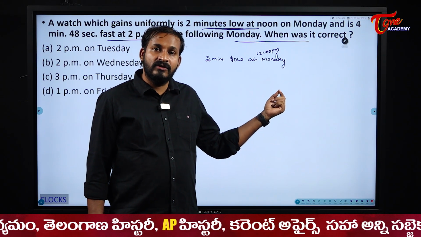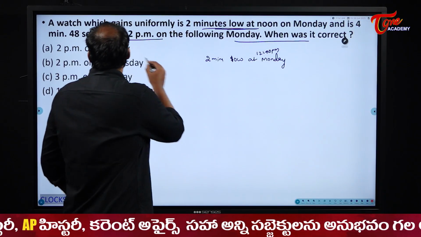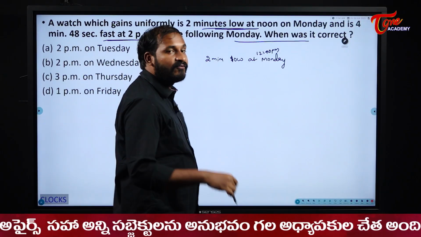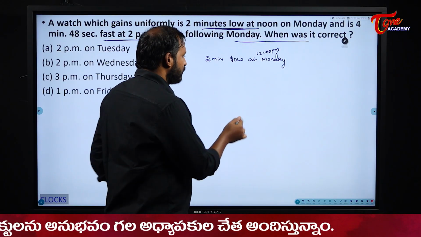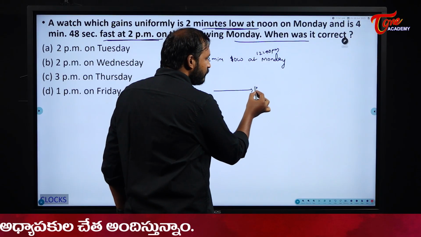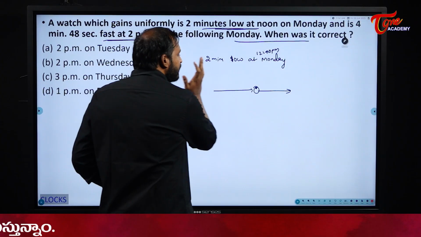And after coming to 0, it will move fast, right? It will be reaching some 4 minutes 48 seconds fast on 2 p.m. on the following Monday. And once again it will get separated, similar to the hands of a clock. See, initially the difference will diminish to 0 at one point of time, and once again it will go on increasing. This is how it is going to work.